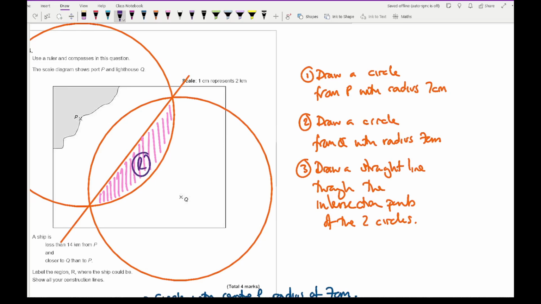And again, this radius here is 7 centimeters. This radius here is 7 centimeters. It needs to be inside this circle and on the left, or I should say on the right of the line. And there we go.